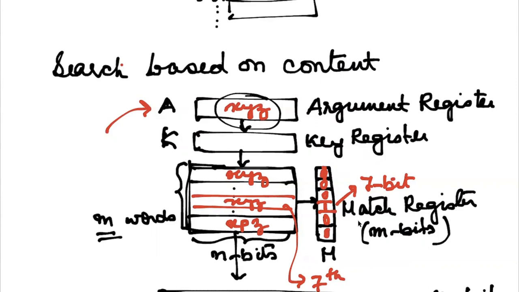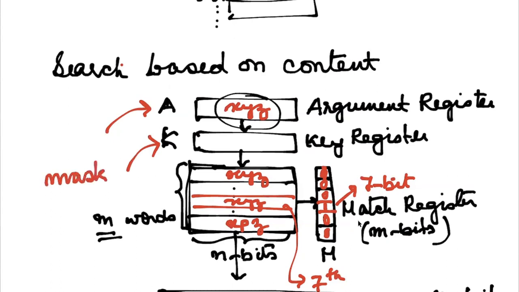If I don't use a key register, if I just use the argument register and the memory, the match will be just an exact match. If I say XYZ, it will search for only XYZ. But now I don't want an exact match. I want only part of it to be matched. So for that, we use the key register, where we put a mask.